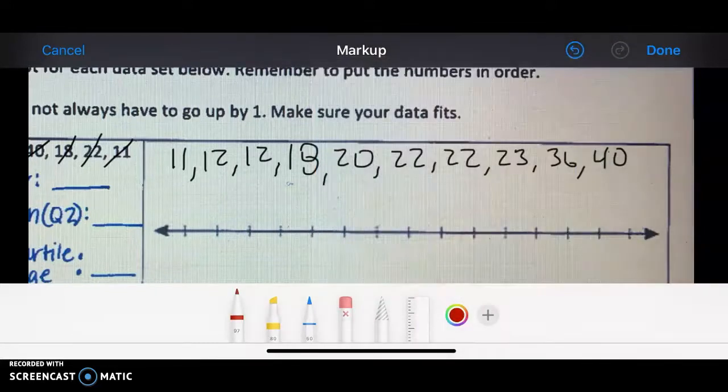So the first thing we want to do is find out how many of these numbers we even have. Okay? 1, 2, I'm starting at the 11. 1, 2, 3, 4, 5, 6, 7, 8, 9, 10. So there's 10 numbers. So that means there's going to be a perfect middle. There's going to be 5 numbers on one side and 5 numbers on the other. We can mark out numbers if we want to, but if we know that there's 10, we can count up 5 numbers. 1, 2, 3, 4, 5. The fifth number is 20.